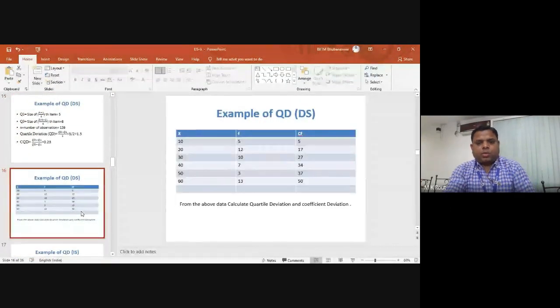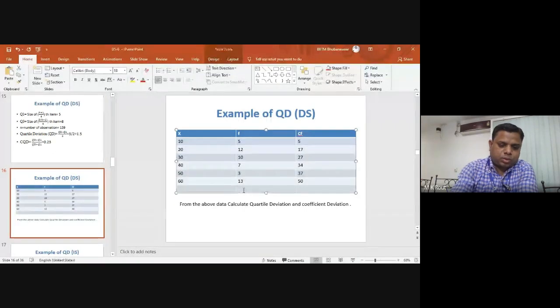So next, there is a problem for you. I have already solved that one. The frequency is given. For the x variable, the frequency is 5. For 20, it is 12. For 30, it is 10. For 40, it is 7. For 50, the frequency is 3. For 60, the frequency is 13. The sum of frequency, if you calculate this, is 50.